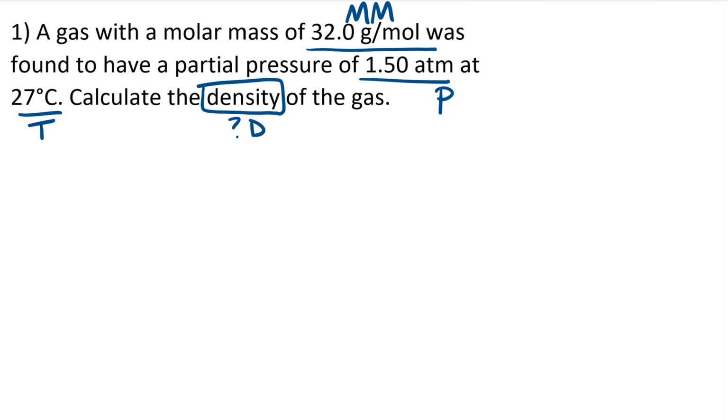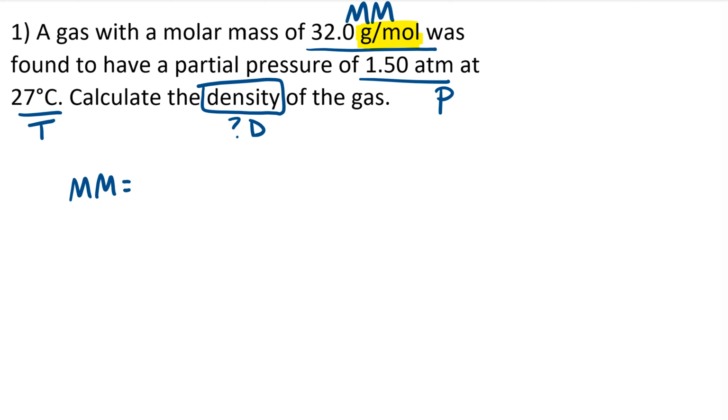We have a molar mass of 32 grams per mole. Remember, that is always going to be the unit on molar mass. Molar mass is how many grams for every 1 mole of a substance. We have the pressure given to us, they give me the temperature, and they're asking me to solve for the density.